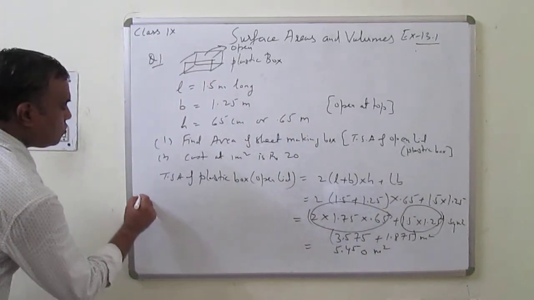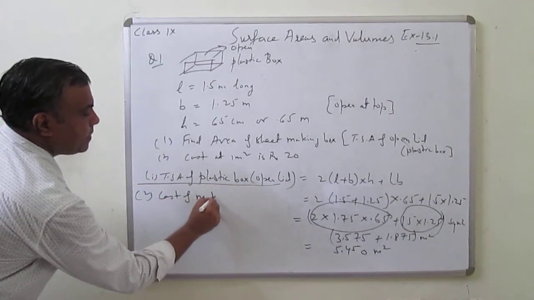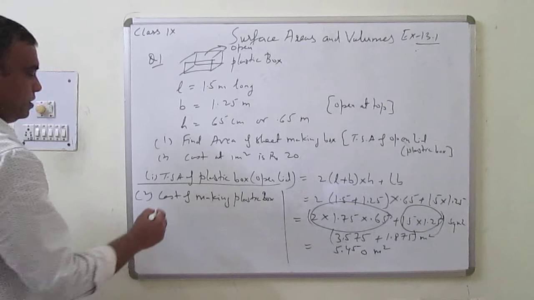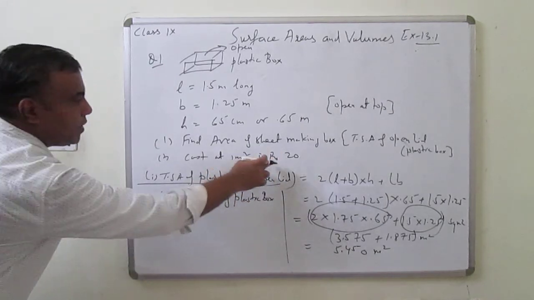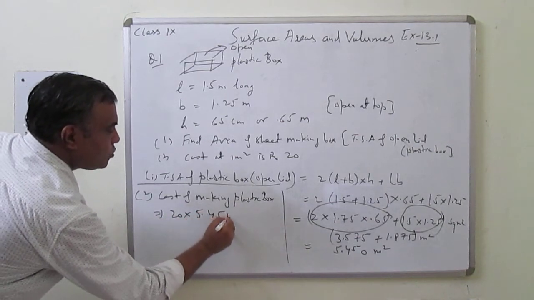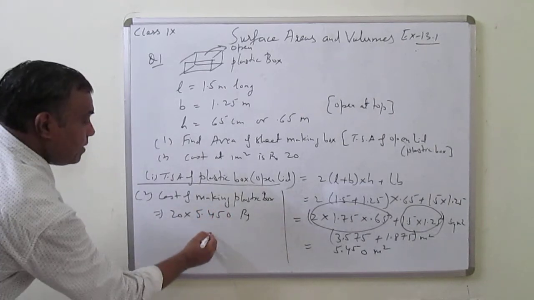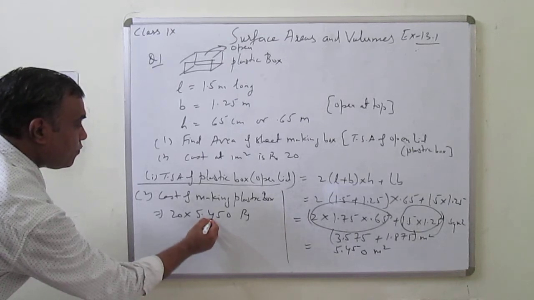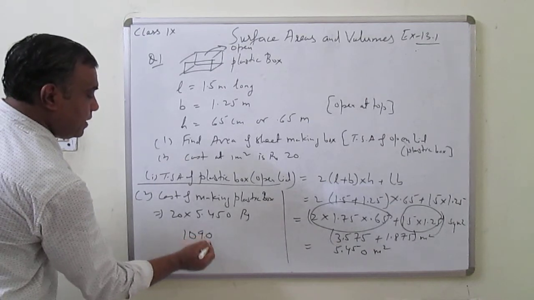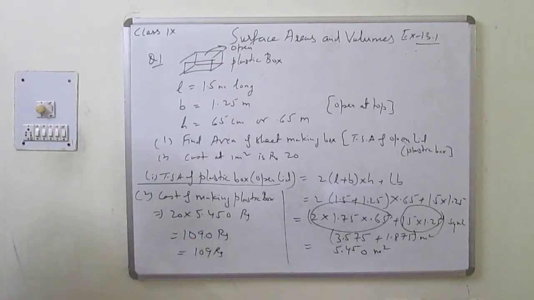Now the cost, the second part; this is the first part. Now the cost of making the plastic box. What is the cost of this? For 1 meter square the cost is 20 rupees. So it is 20 into 4.15. If you multiply it, you will get 83 rupees.